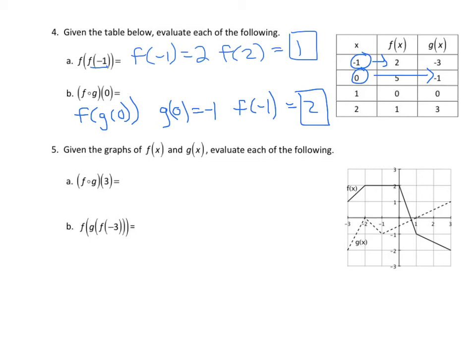Now from a graph, it's pretty similar, same idea. This means f of g of 3. We start on the inside and find g of 3 first. 3 is the x, so we go along the x-axis to 3, which is right here, and then we go to find the corresponding y value for the function g. Now g is the dotted line, so that would be this point right here, and the y value of that point is 1.